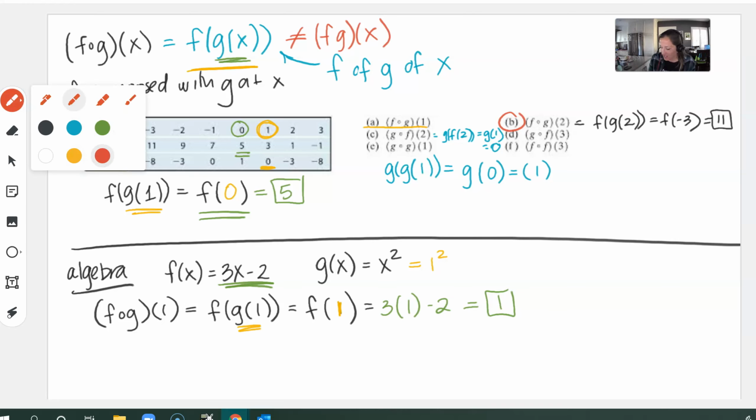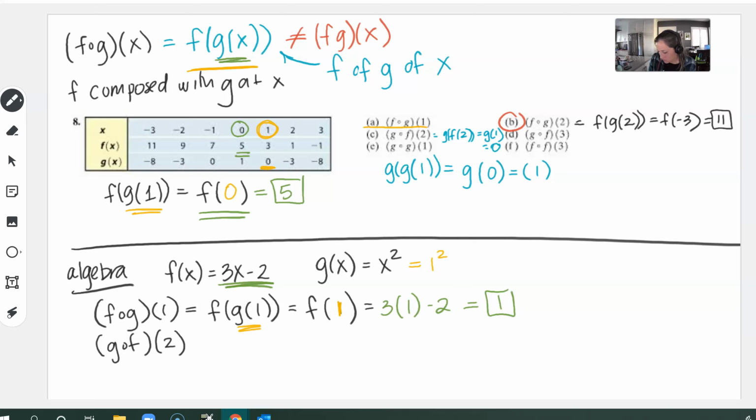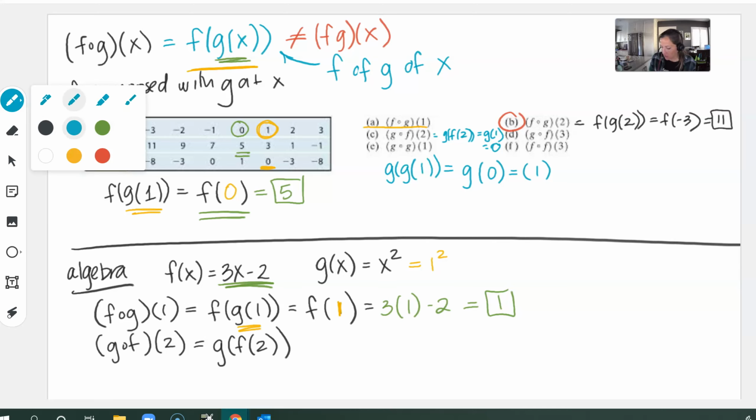But let's go ahead and do g of f of 2. So let's reverse the order. g of f of 2. So I like to rewrite it. Take your time. Pause the video. Try this one. First step is to figure out what f of 2 is.